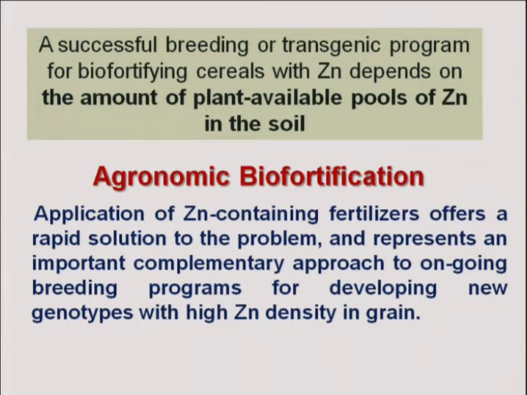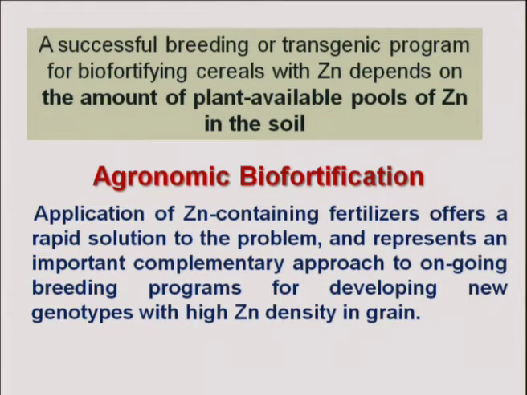But it doesn't matter which genotype you have, transgenic or non-transgenic lines. Let's say you are successful in developing new genotypes through classical breeding or through a transgenic approach. Still, you need high zinc in the rhizosphere. Our challenge was to double grain zinc, increasing from 20 ppm to 40 ppm. But still, we need zinc in the rhizosphere. So a successful breeding program or transgenic program for biofortifying cereal crops, for example, with zinc, depends on a sufficient amount of plant available zinc in the rhizosphere, in the soil solution.